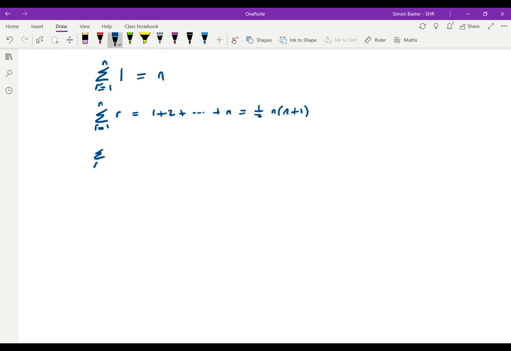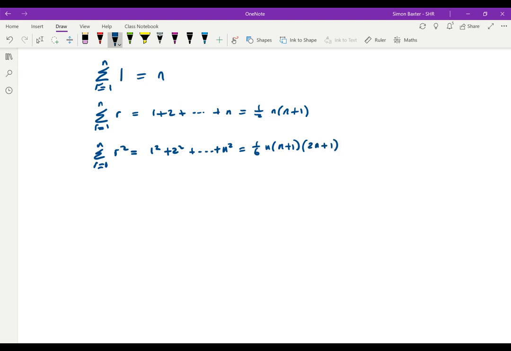There is sigma r equals 1 to n of r squared, which is 1 squared plus 2 squared all the way up to n squared. This is equal to 1 over 6 n times n plus 1 times 2n plus 1.